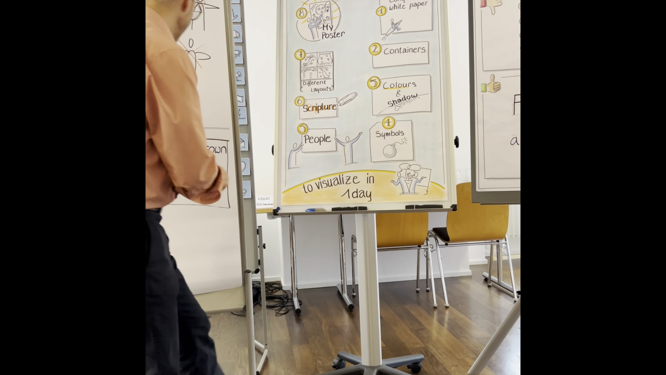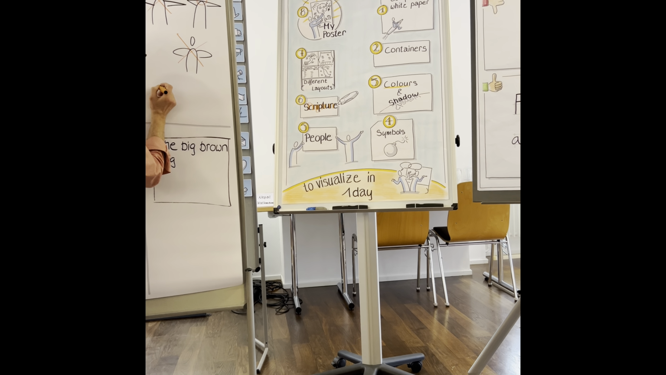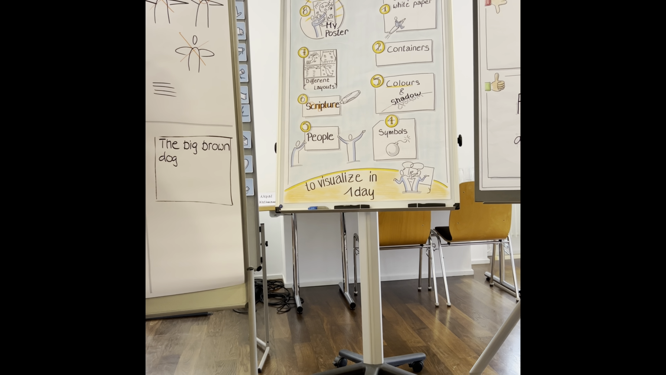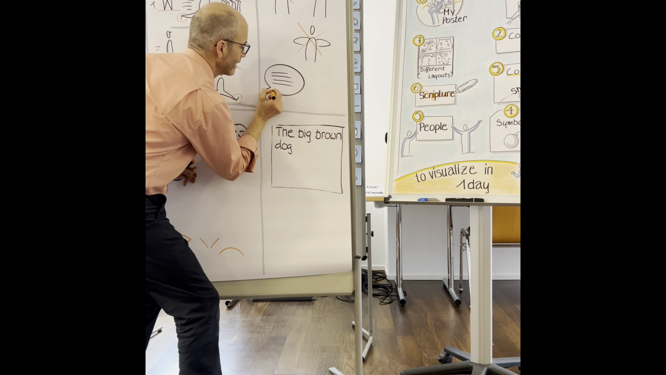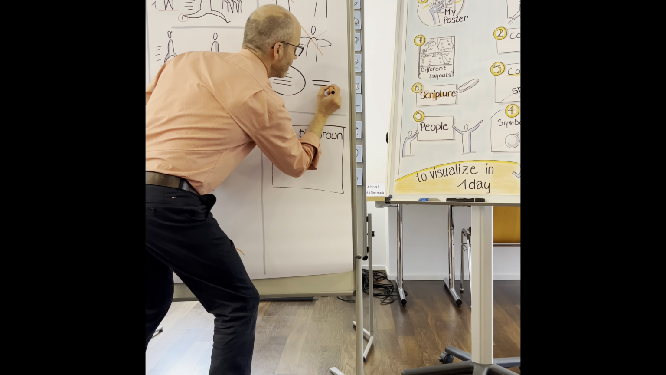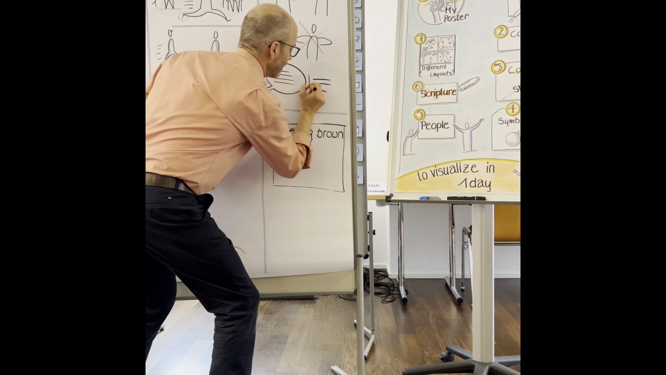So like this, or like this, if it makes sentences in different lines, then you can make a box around. If it's too long, you can't do that.